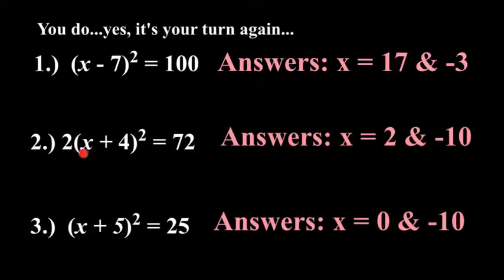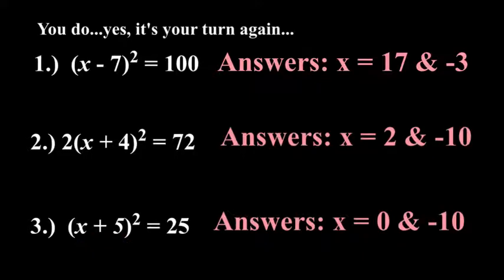Here, you'd have to divide by 2 first, which is going to give you x plus 4 squared is equal to 36. You do the square root of both sides, and you're going to find x plus 4 equals plus or minus 6. When you subtract 4 from the positive 6, you get a 2. When you subtract 4 from the negative 6, you get a negative 10.